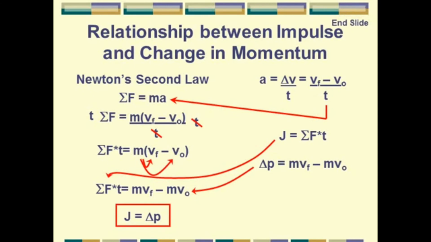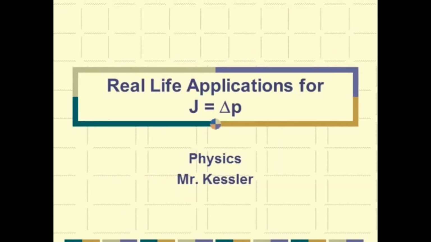Now, this is a third way to find impulse. The first way was to use net force times time, which is written right here. The second way was to find the area under a force versus time graph. That'll give you impulse as well. And the third way here is going to be to find the change in momentum. If we can use this to find the change in momentum, that will tell us how much impulse an object has.